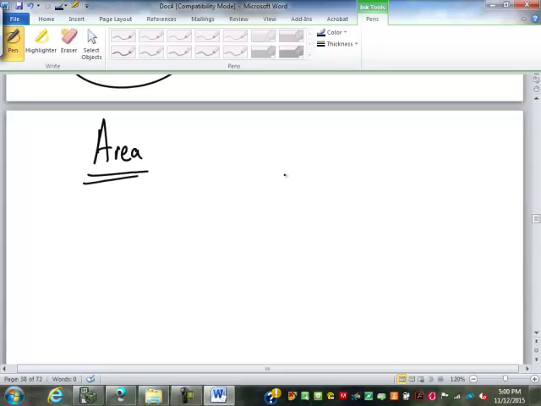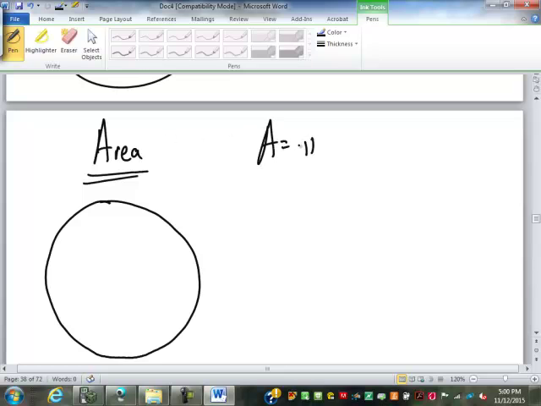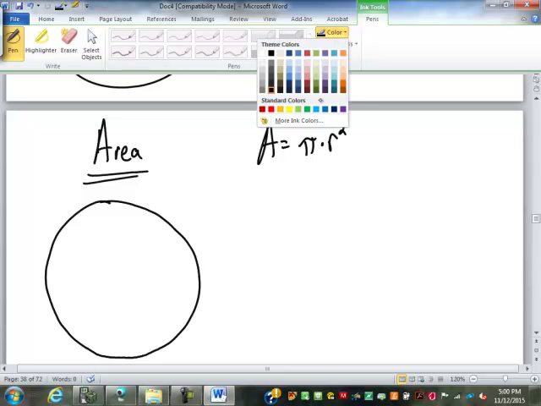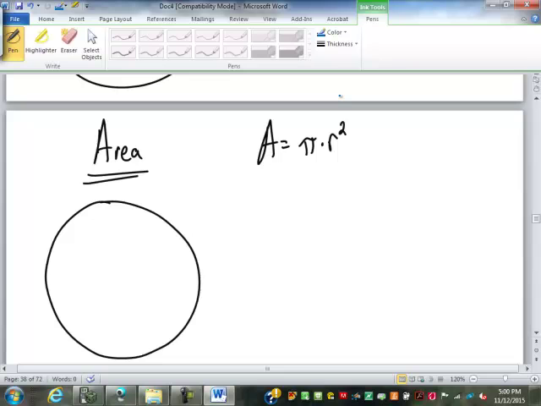Area of a circle. Number of degrees in a circle. Some of you already know that the area of a circle is what? Pi r squared. Pi times the radius squared. Where does that formula come from? Your math teacher gave it to you. That's where it came from.